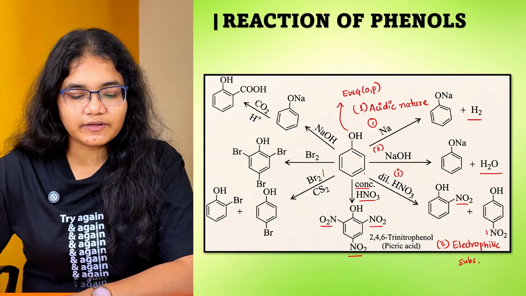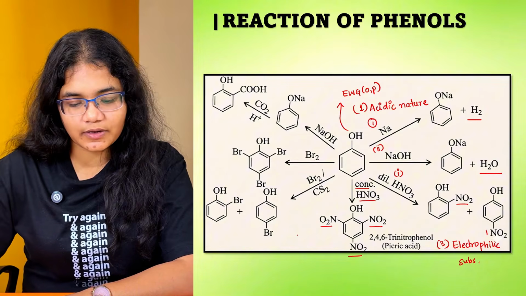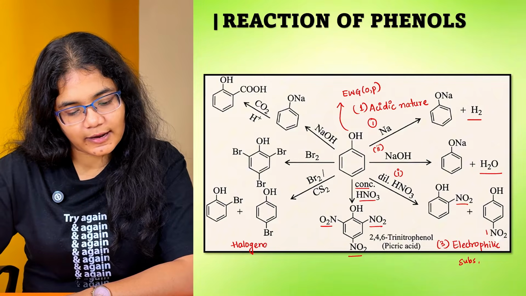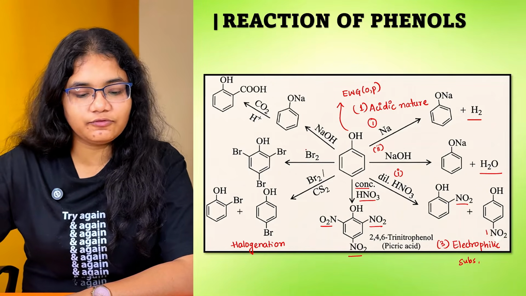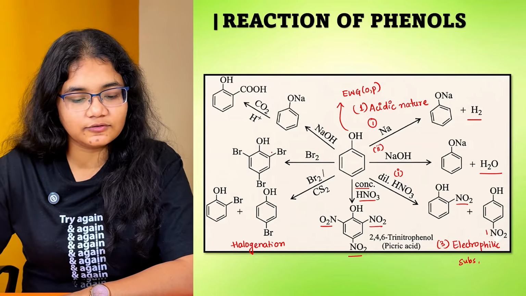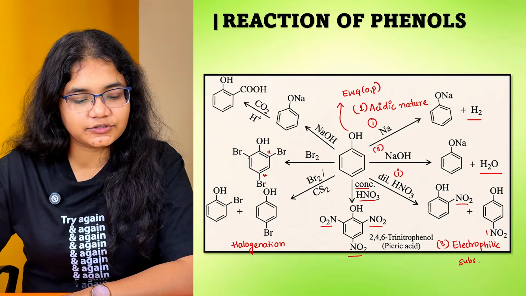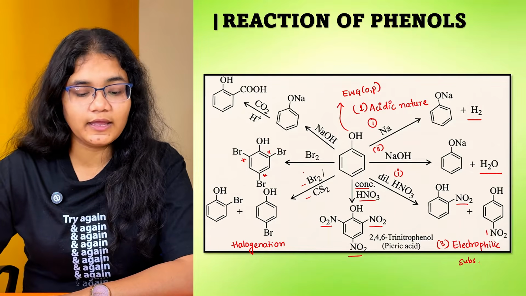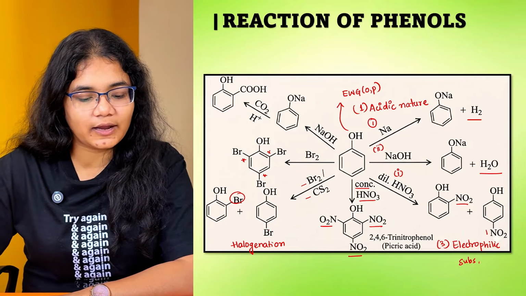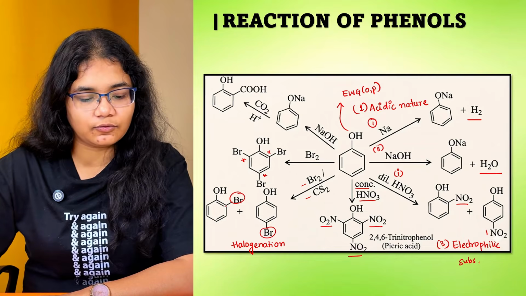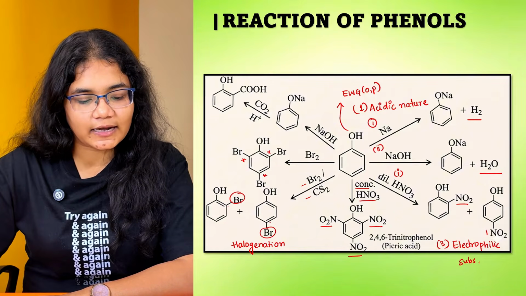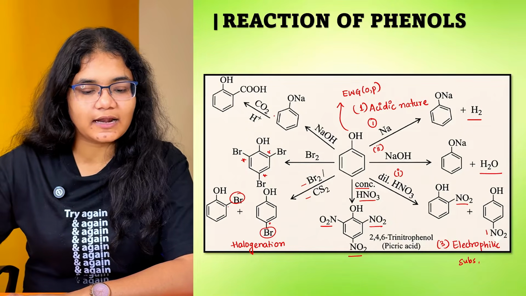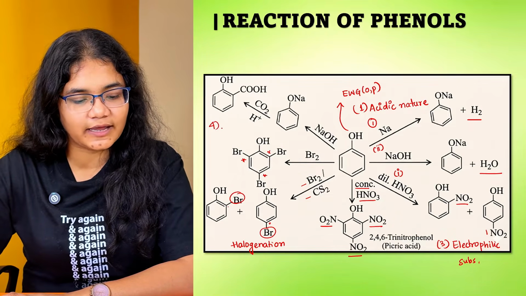Okay, next we have this one, that is the halogenation reaction. If you use simple bromine water, all the ortho and para positions are occupied. But if you use bromine with CS2, that will add bromine at the ortho and para positions separately. So here bromine will be added at ortho positions and here bromine will be added at the para position. Okay, so now this is over, and the fourth one is your Kolbe's reaction.